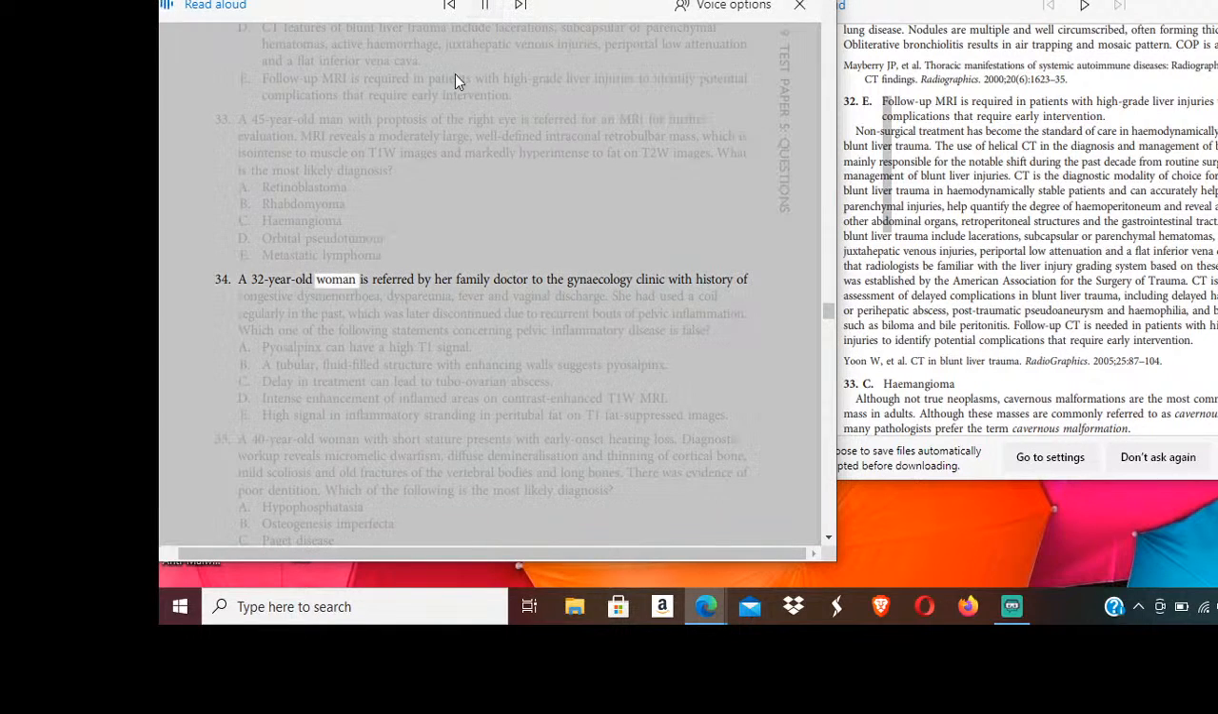A 32-year-old woman is referred by her family doctor to the gynecology clinic with history of congestive dysmenorrhea, dyspareunia, fever, and vaginal discharge. She had used a coil regularly in the past, which was later discontinued due to recurrent bouts of pelvic inflammation. Which one of the following statements concerning pelvic inflammatory disease is false?